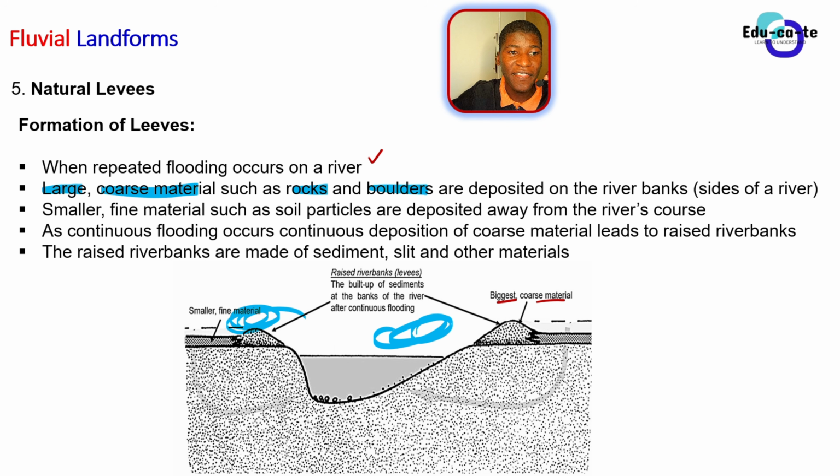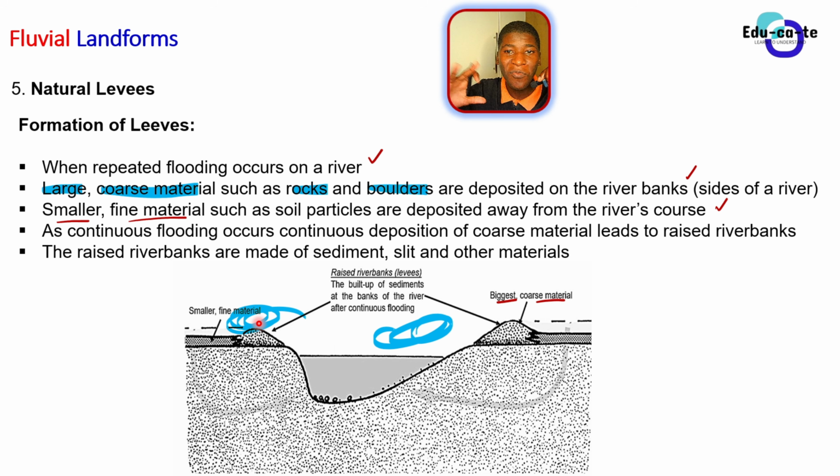And then now the smaller, the finer material, such as soil particles, are deposited away from the river's course, or they are deposited further away. So basically, remember that the large rocks are heavy, right? So the water cannot carry them for that long. So when the river is flooding and the water is splashing all around, in this case, the heavy rocks, which are those large coarse material, would be deposited right closer to the river, or at the sides of the river.